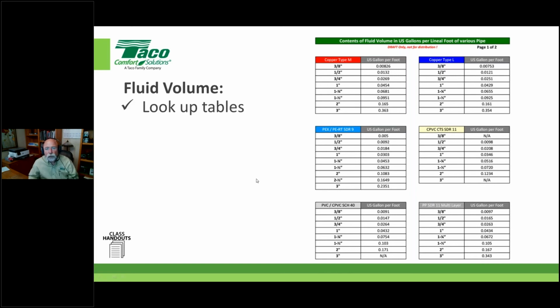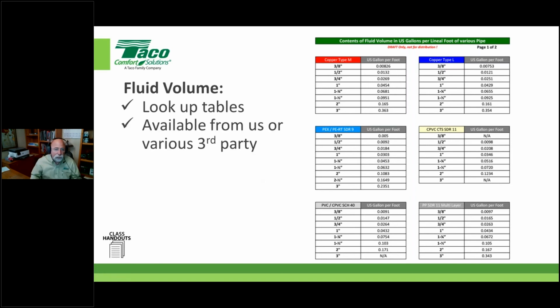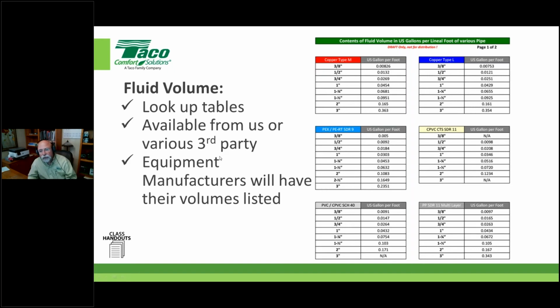So what I'm getting at is you have to go to lookup tables of some sort. You can get it from us, you can get it from a third party, or you can look it up online. The people that make product will tell you how much volume is in all of their stuff. Remember I said the number one thing we need is the total fluid volume, and that's usually the hardest number to come up with. The other stuff comes pretty easy. Anyway, don't add for the expansion tank.